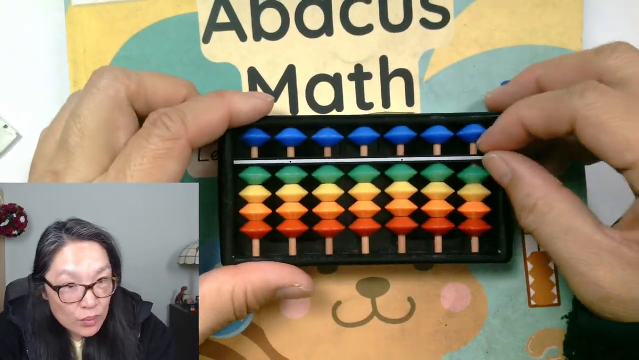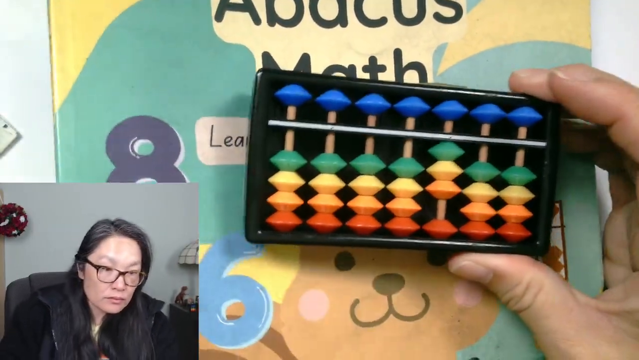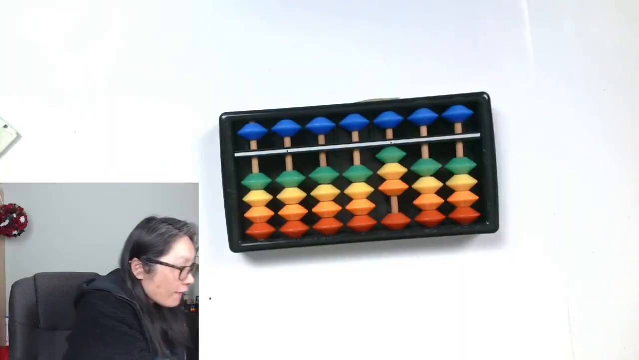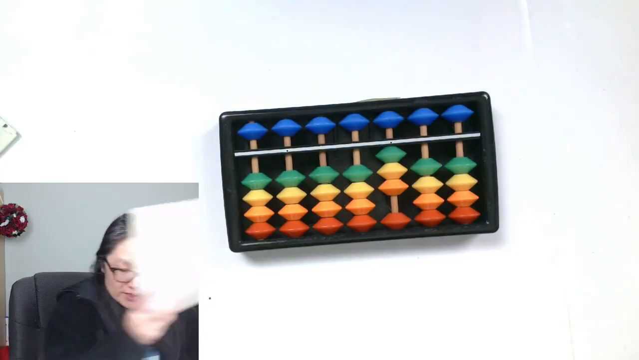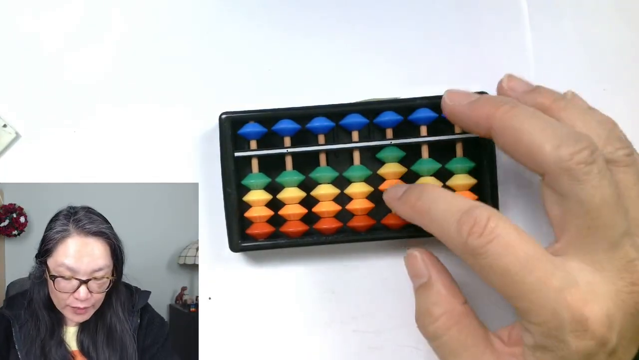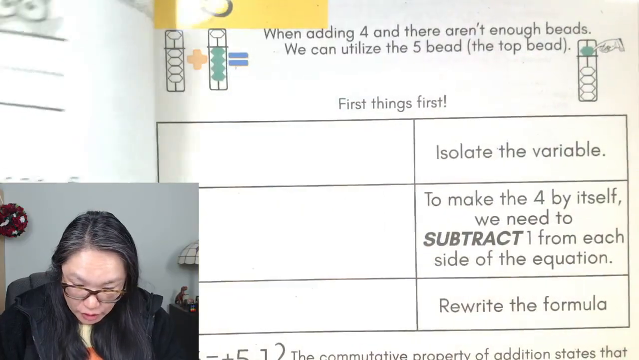What happens when there's not enough beads? So if I want to do 3 and I want to add 4, what do I do? I don't have enough beads. Do you see that I don't have enough beads? I don't have enough beads to add 4. So what is my question? Here's my question.